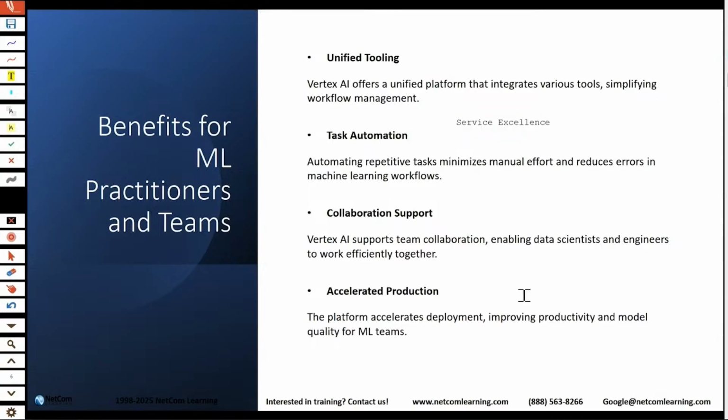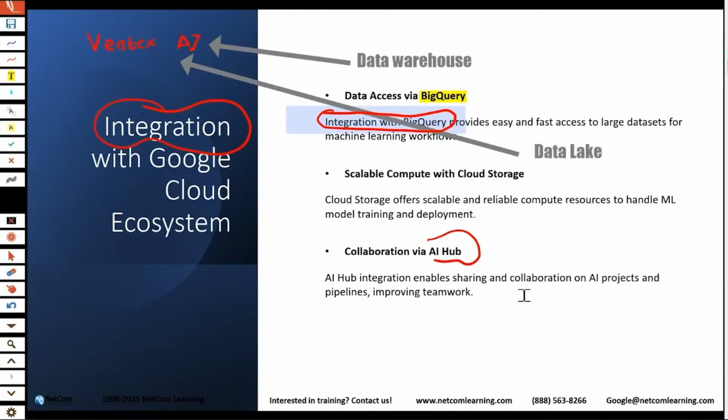Okay, service excellence is that whatever we are designing, whatever we are creating the architecture of, we need to look into the long term. We need to look into reusable solutions. We want to use automation. When we are bringing the data in from the data lake and data warehouse, as I mentioned, you can bring the data in.